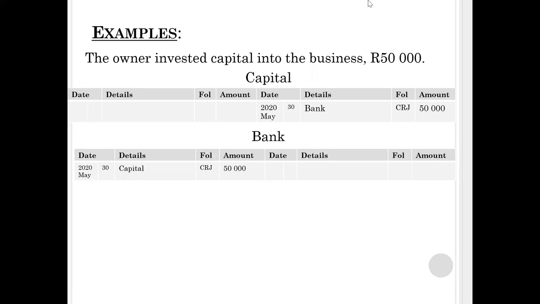Good. Let's look at more examples. There's a transaction. It is saying the owner invested capital into the business, 50,000. So let's first look at the information in the transaction. What is important? Two things. The other thing that is important here is what is the transaction all about? And it is a capital transaction.